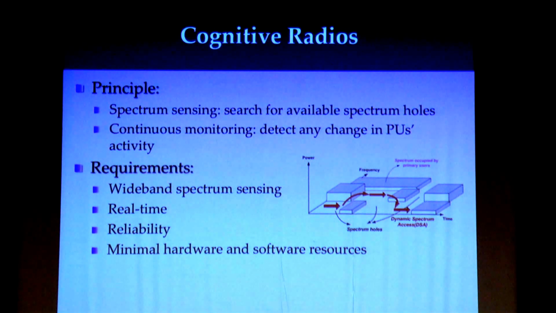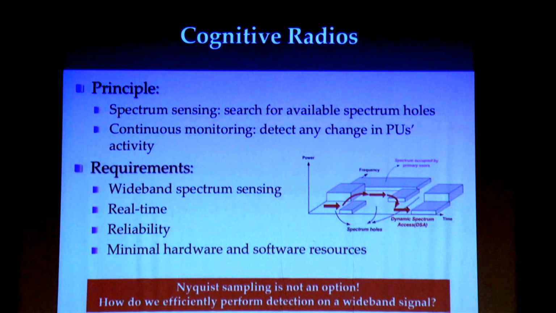And as long as you are transmitting, you have to continue to monitor the spectrum, because you don't want to disturb a primary user that started to use its band. So we have to sense a wide band of spectrum. We have to do that in real time to be very reliable, because you don't want to disturb the primary user that bought this band. And we obviously want to do that with minimal resources.